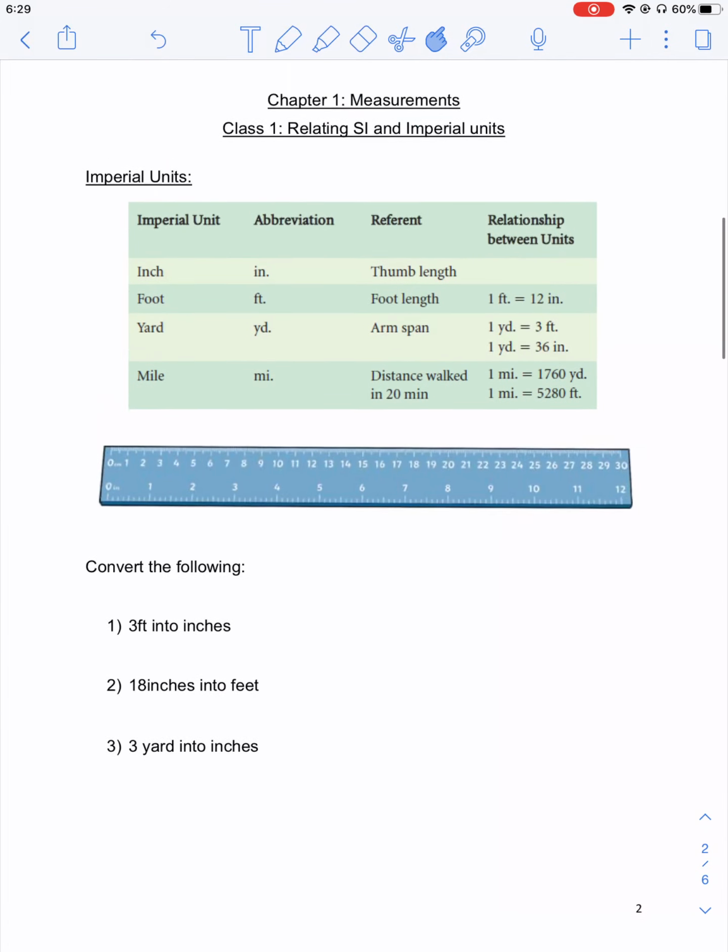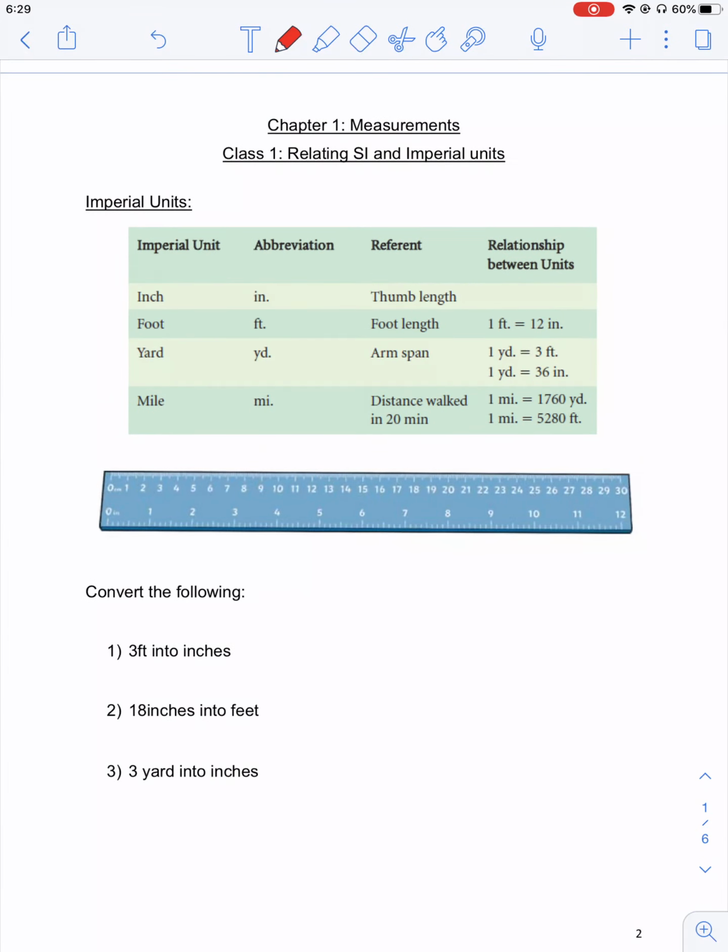So the focus of today's class is we're going to talk about something known as imperial units, okay? These units are more commonly used in the States. In Canada, we use SI units, so also known as Système International. So that's like the most commonly used units. But in the States, they rely on inches, foot, yard, and miles. And I'm going to show you how to go back and forth between imperial and SI units.